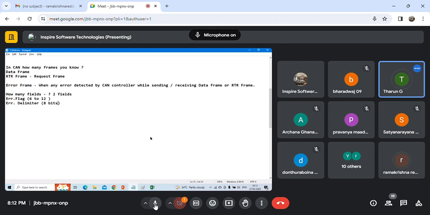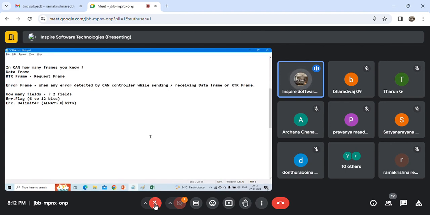8 bits, always. Okay, so always 8 bits. So these 8 bits, the delimiter bits, always will be what? Which kind of bits will they be? Dominant or recessive? Delimiter bits, any number of bits, will always be recessive. Recessive means 0 or 1? 1. Ones. So let's remember those things.